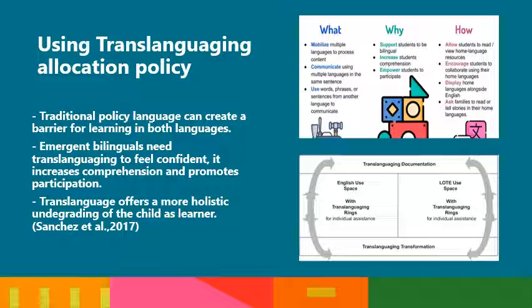It can also ease the stress and pressure that the teacher may have when standardized testing comes, because translanguaging offers a more holistic understanding of the child as a learner, and this way teachers can help them go through standardized testing.